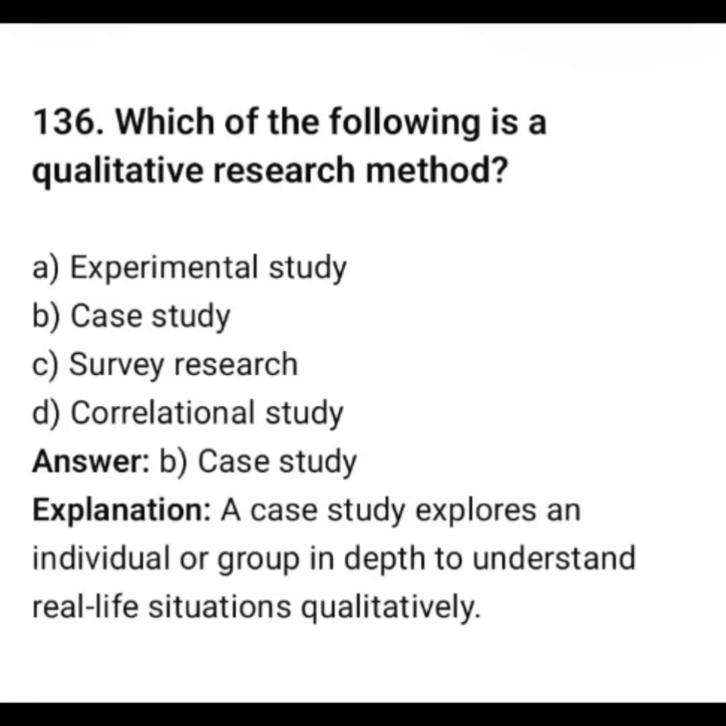Which of the following is a qualitative research method? Experimental study, case study, survey research, correlational study. The correct answer is option B, case study. A case study explores an individual or group in depth to understand a real life situation qualitatively.